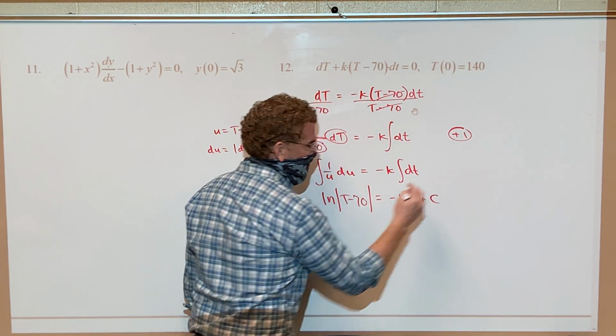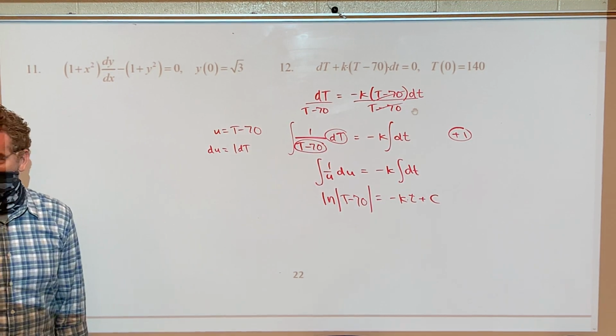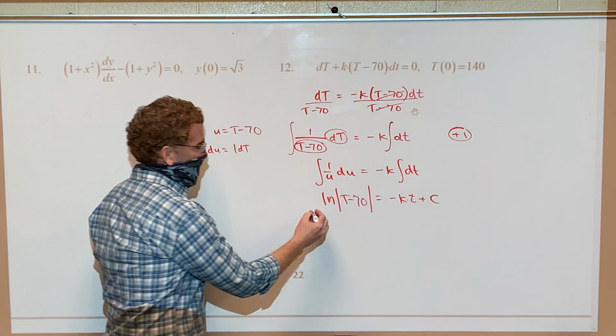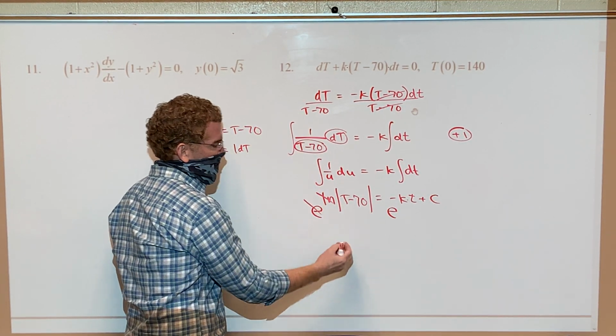With the negative k already there, right? And then I've got to exponentiate this thing to get rid of my natural log. So I'm going to exponentiate with the value of e, because that's log base e, which is going to cancel this.